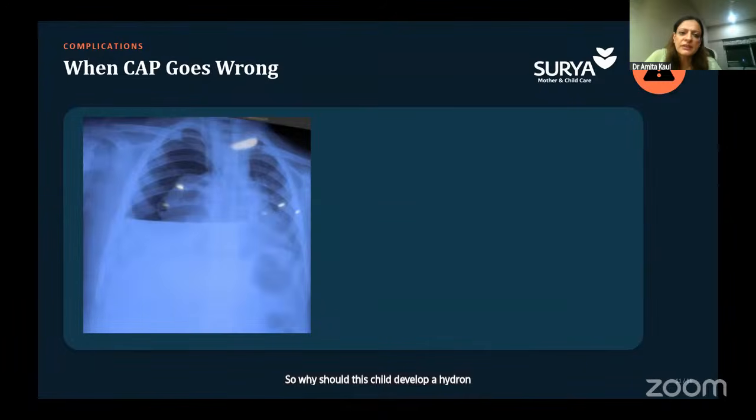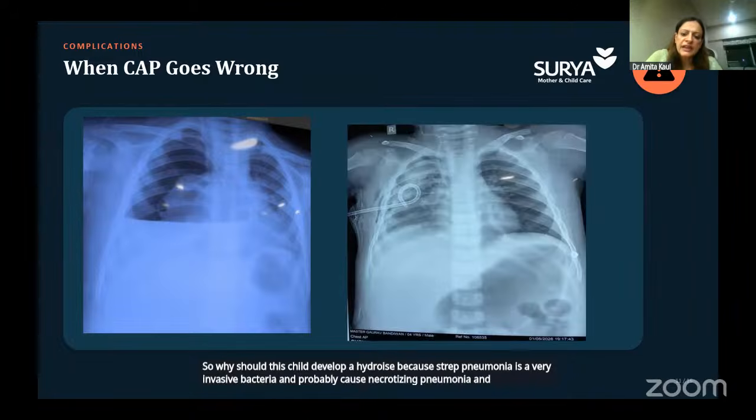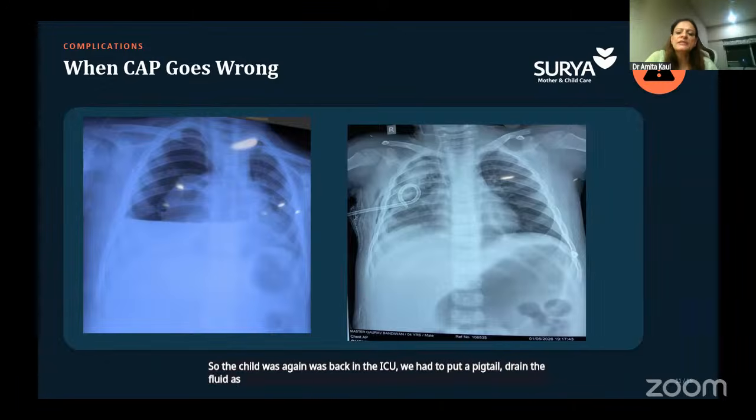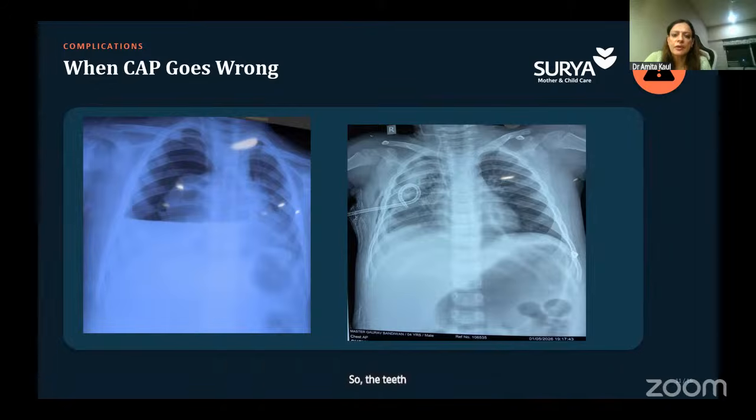So why should this child develop a hydropneumothorax? Because strep pneumonia is a very invasive bacteria and probably caused necrotizing pneumonia. And so the child was back in the ICU. We had to put a pigtail, drain the fluid as well as the air, and eventually this child had necrotizing pneumonia. And despite putting an ICD, the child had a continuous line of fluid which was not getting drained by the ICD, and the child needed VATS.